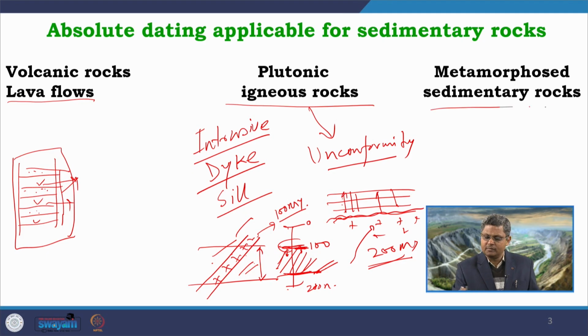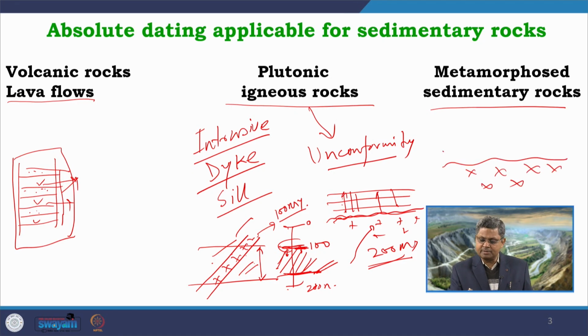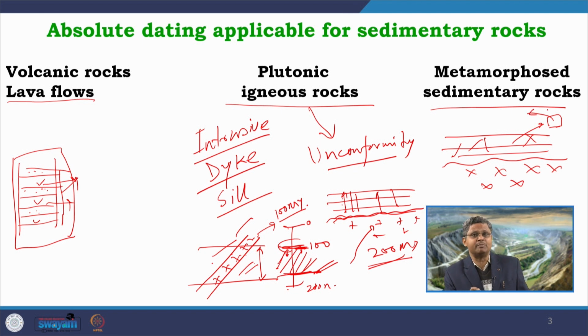The third one is the metamorphosed sedimentary rocks. So, again you are getting some unconformity where you have some metamorphic rocks available here, or maybe some original sedimentary rocks which are now metamorphosed, and from there we are getting the metamorphic mineral where we can apply this absolute age dating method. So, in that case the age that we will get from that absolute dating will be the age of metamorphism. So, definitely the sedimentation has occurred before the metamorphism process.